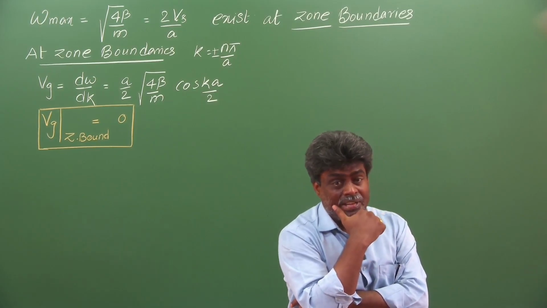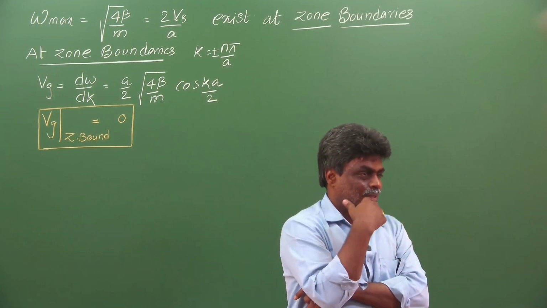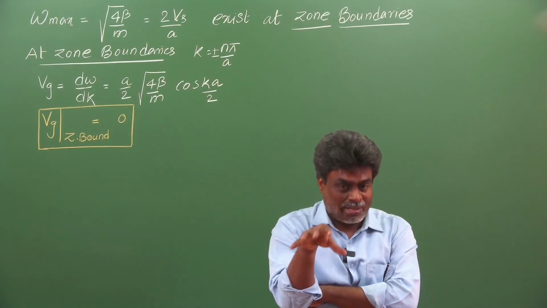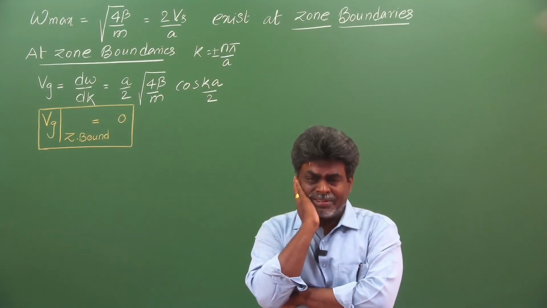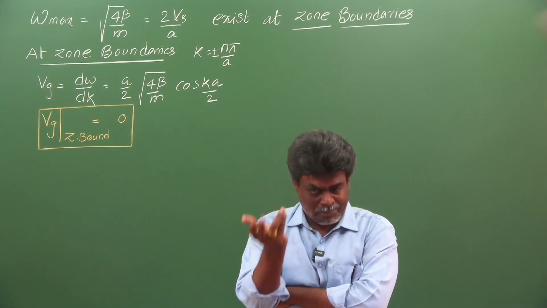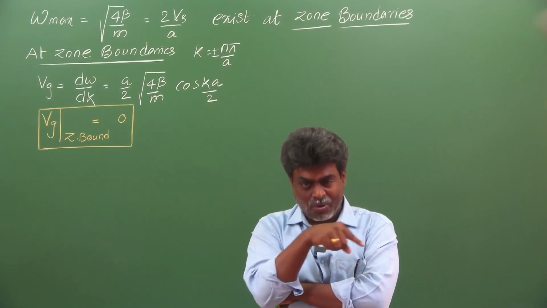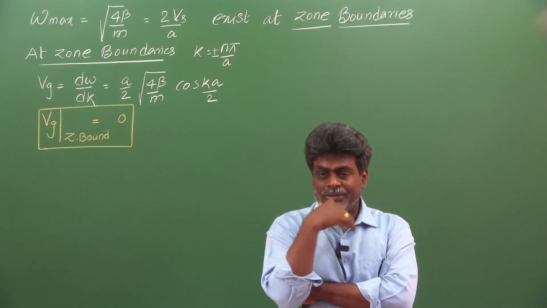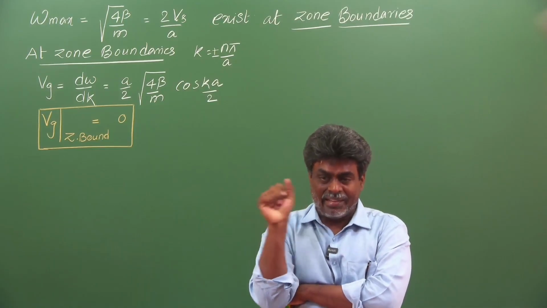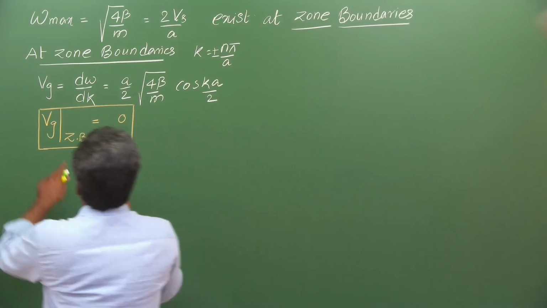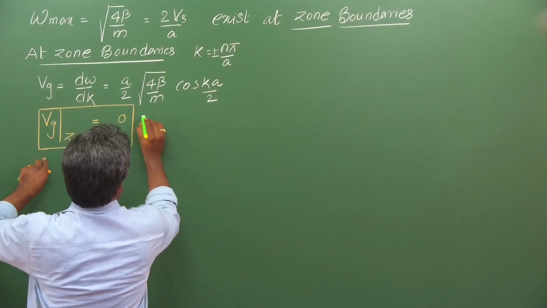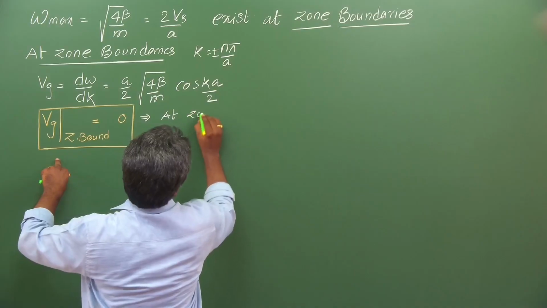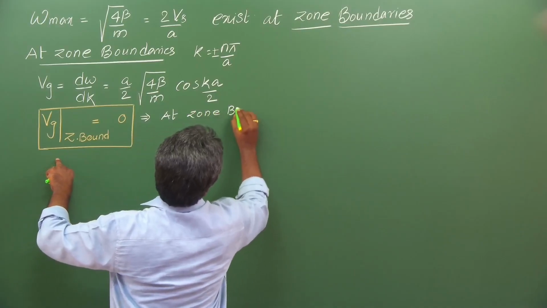Then which wave is it? So at the zone boundary, what does your wave become? The energy spectrum wave. What you are studying is a phonon spectrum. So that spectrum becomes what? A standing wave. Let me discuss. So group velocity equal to 0. That means what is happening at the zone boundary?